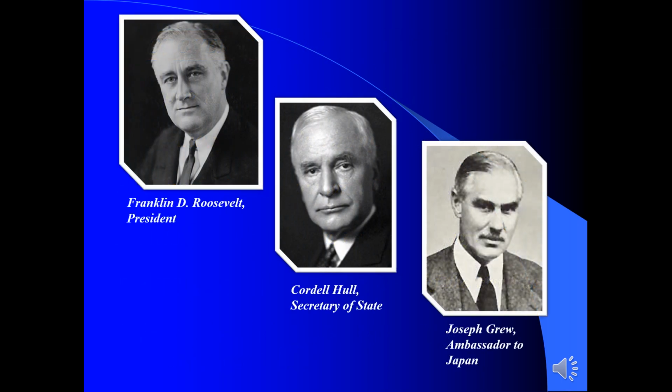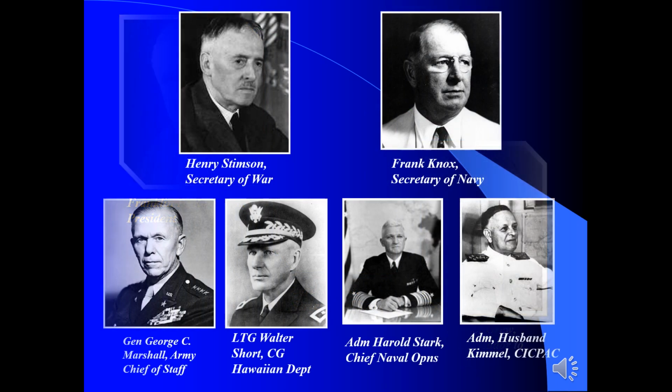Key United States figures who played an important role in the conduct of the war against Japan included President Roosevelt, Secretary of State Cordell Hull, and Ambassador to Japan Joseph Grew. The Army was headed by Henry Stimson, Secretary of War, with George Marshall as Army Chief of Staff, and Lieutenant General Walter Short, Commanding General, Hawaiian Department. The Navy was headed by Frank Knox, Secretary of the Navy, with Admiral Harold Stark, Chief of Naval Operations, and Admiral Husband Kimmel, Commander in Chief, Pacific Command.